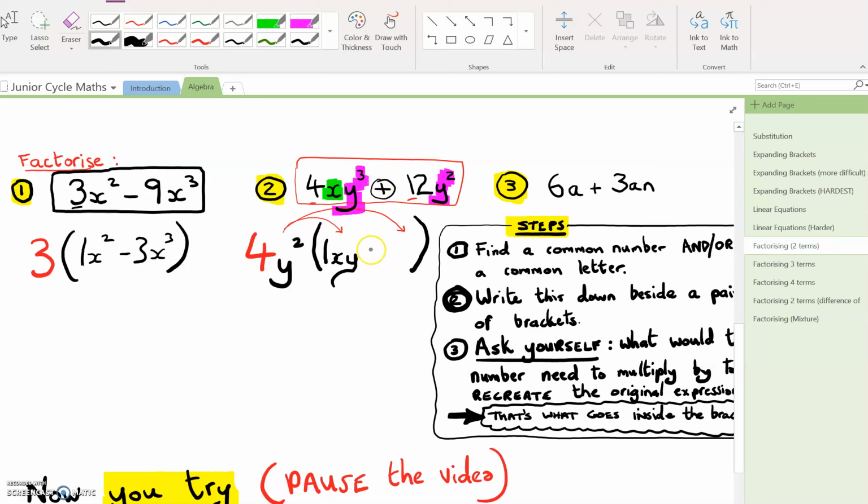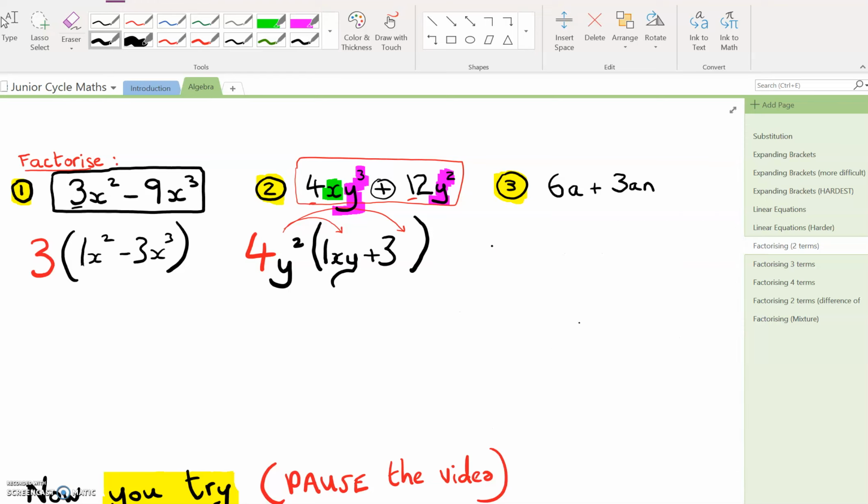There's a plus. 4 by what gives me 12? By 3. And y squared by what gives me y squared? Nothing. I don't need to put anything else in. 4y squared by 3 would give me 12y squared. That's my answer. And now let's try the last one. Again, let's go through the steps.